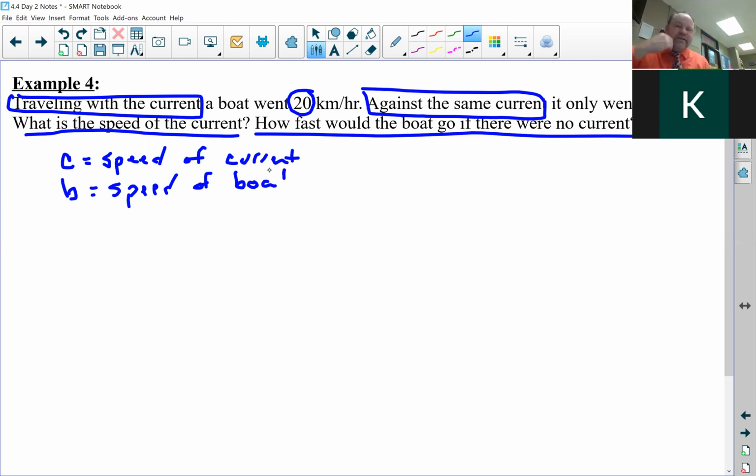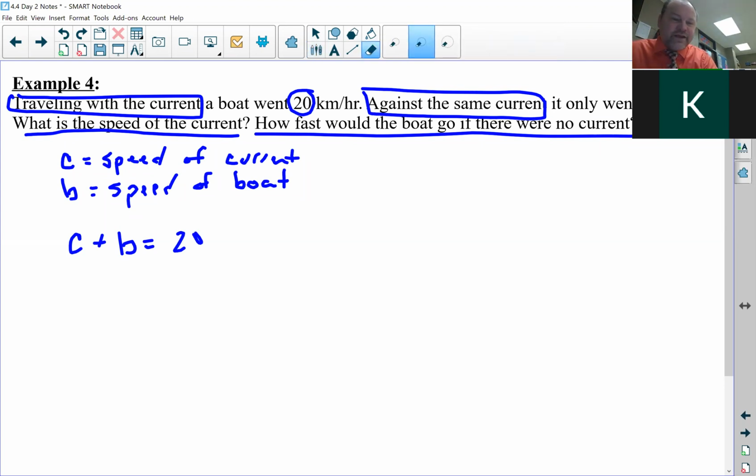And even though this doesn't look very similar to the last example, it is exactly the same thing as the last example. We could have just as easily said two numbers have a sum of 20 and a difference of 4. When you're traveling with the current, you get the speed of the current plus the speed of the boat to give you your total speed.